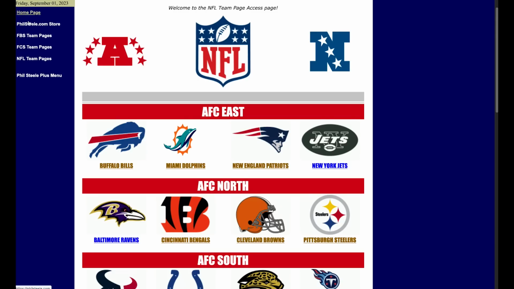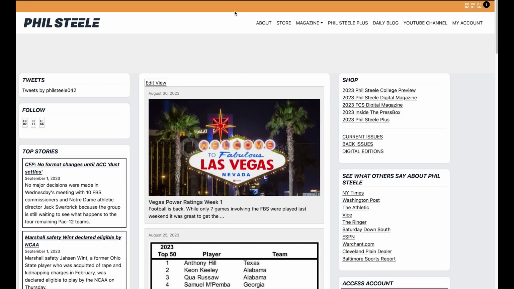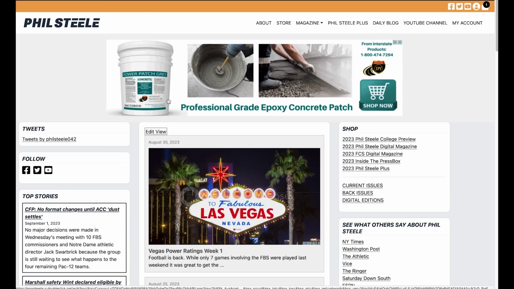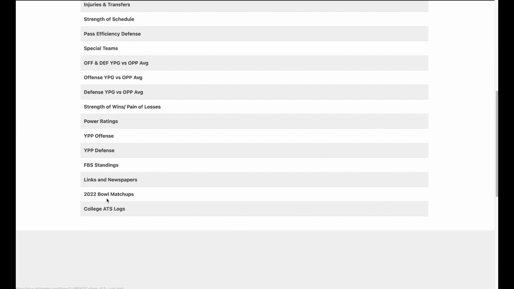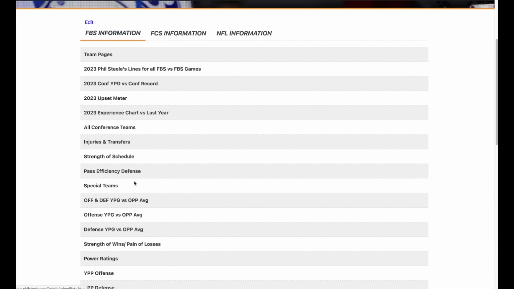But let's go to the home page here, philsteele.com. Now, all this stuff is available. I'm not going to click on all this today, but all this is at your fingertips all season long. I'm going to look at a couple of things.